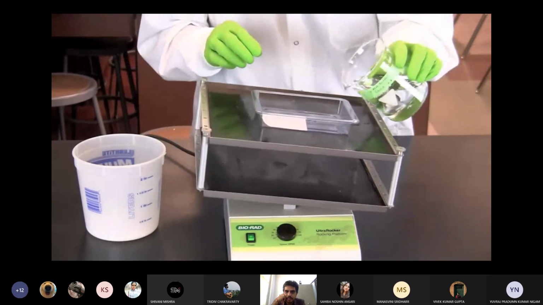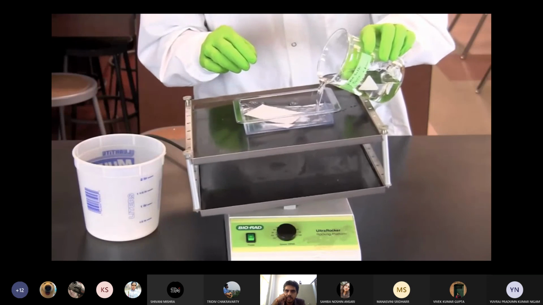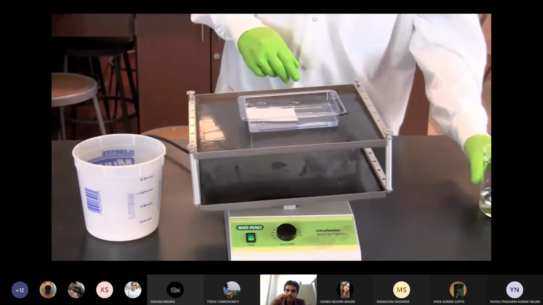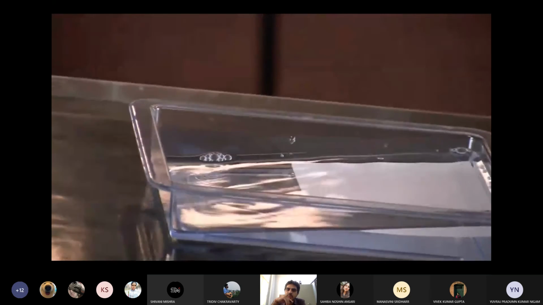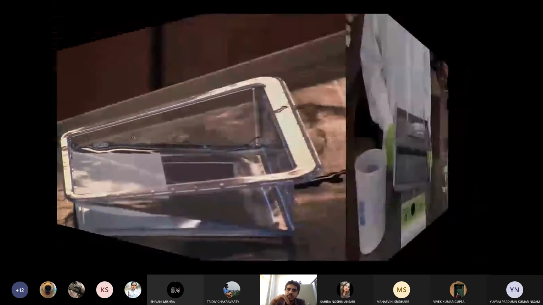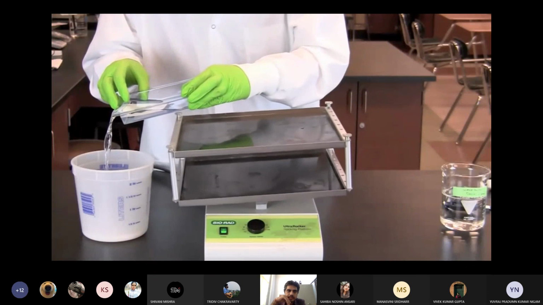Add another 50 milliliters of wash buffer to the membrane and let it wash for 3 minutes on a rocking platform at a medium speed setting. The aim of this washing is to remove any non-specifically associated antibody. So you can wash it, leave it for 10 to 15 minutes. Discard the wash buffer.